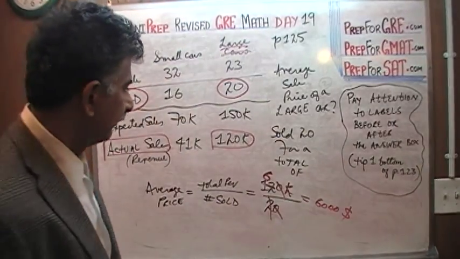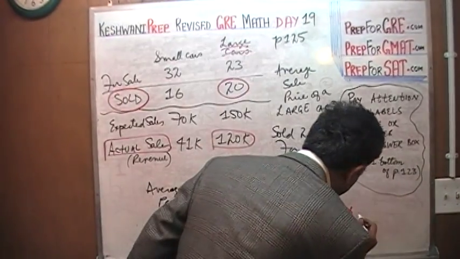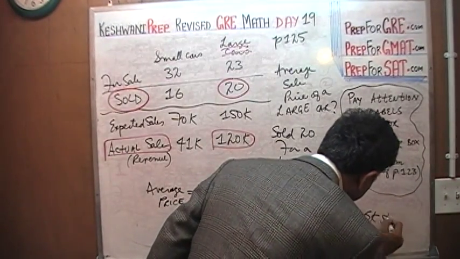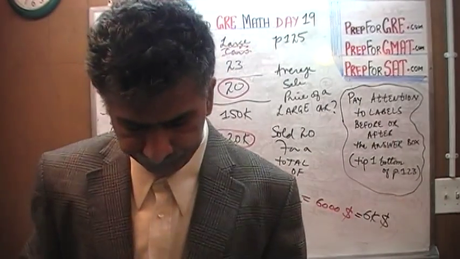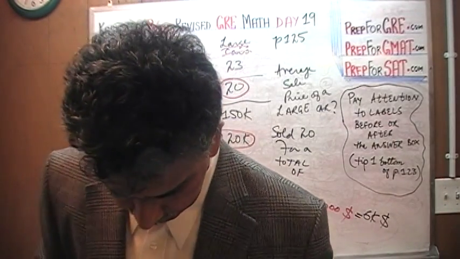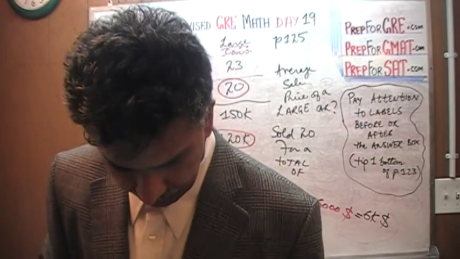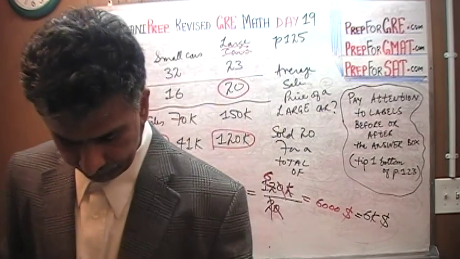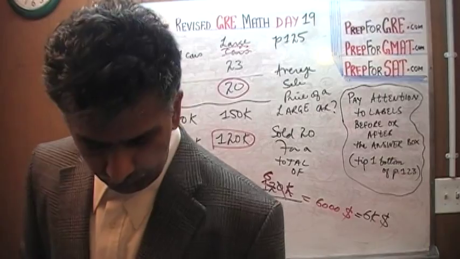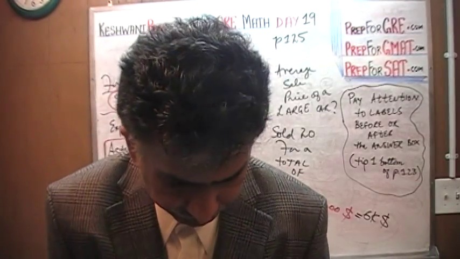The final answer is, as you can see there, $6,000, or as I write it, as I have a habit, 6K. That's the answer. So you're going to type in $6,000. Obviously, you can't put in 6K. That'll be silly. That was the end of that problem.